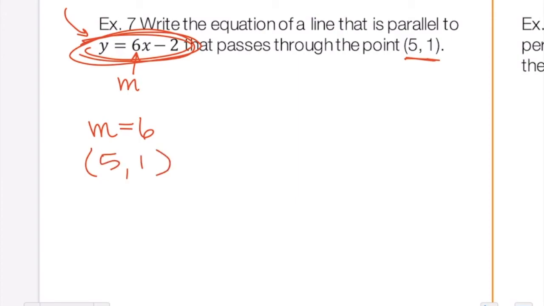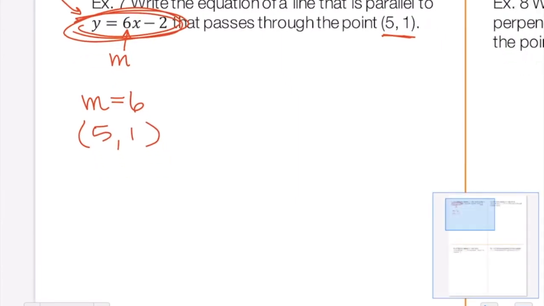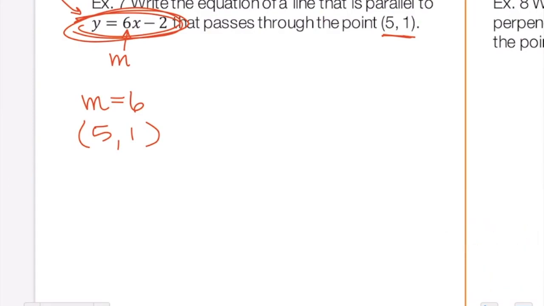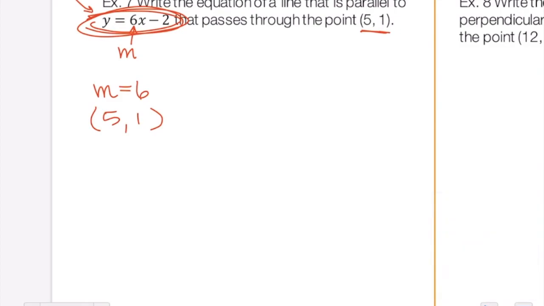So we've done these before now. The only thing that's different between this example and the examples you've done in the past is now you just need to know the rules with parallel and perpendicular lines in terms of their slopes. So for this first equation, I'm going to use point-slope form. So here's our, the 6 is our m value, and then the 5 is going to be our x1, and the 1 is going to be our y1.